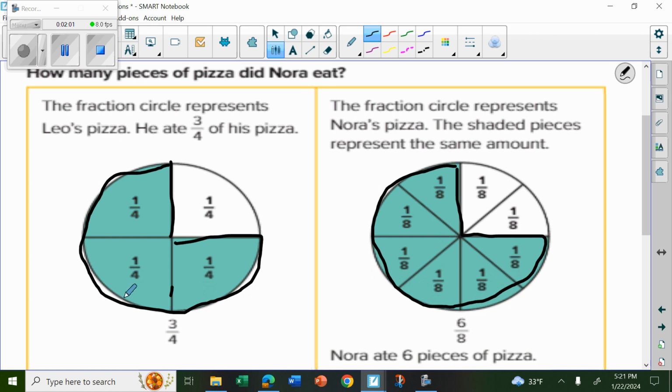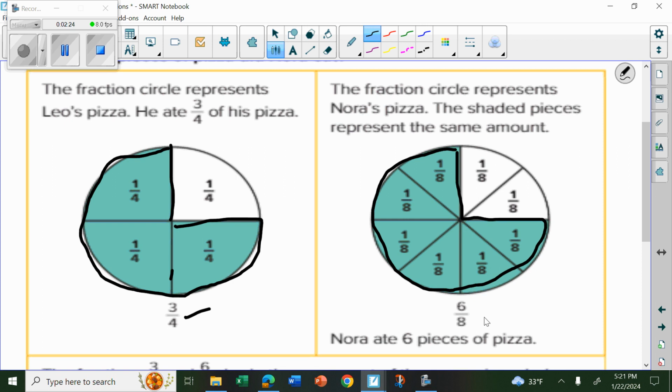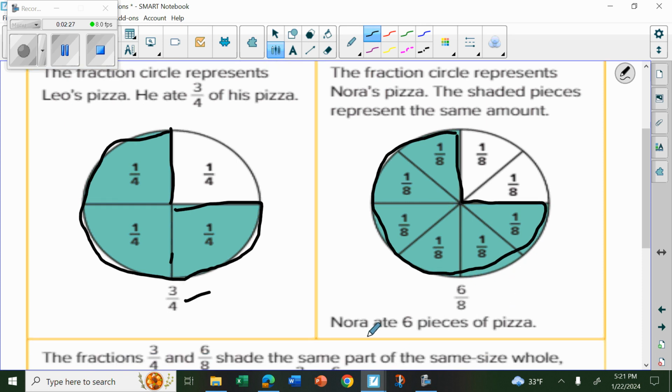Okay, now if we look at this, there are 4 parts: 1, 2, 3, 4. 3 out of the 4 are shaded, so 3/4. Now we have 1, 2, 3, 4, 5, 6, 7, 8. 8, perfect, that's what the denominator tells us. We have 1, 2, 3, 4, 5, 6. 6 out of 8 is being shaded. So that means Nora ate 6 pieces, Leo ate 3 pieces, but they ate the same amount of the pizza. This was just cut into more slices.